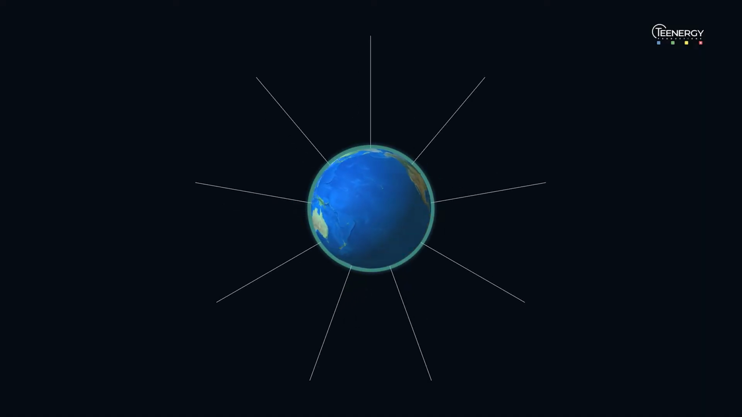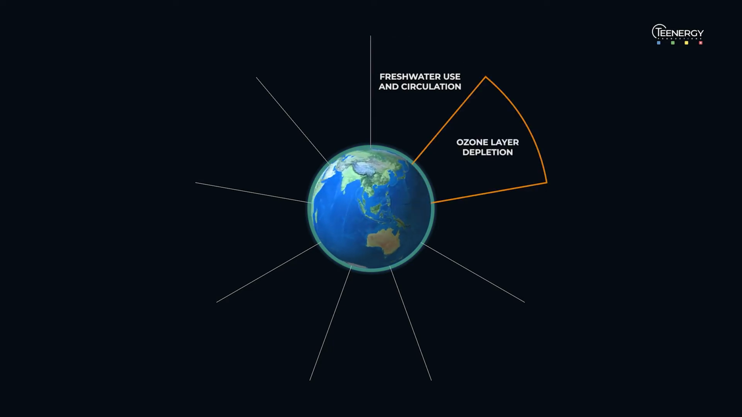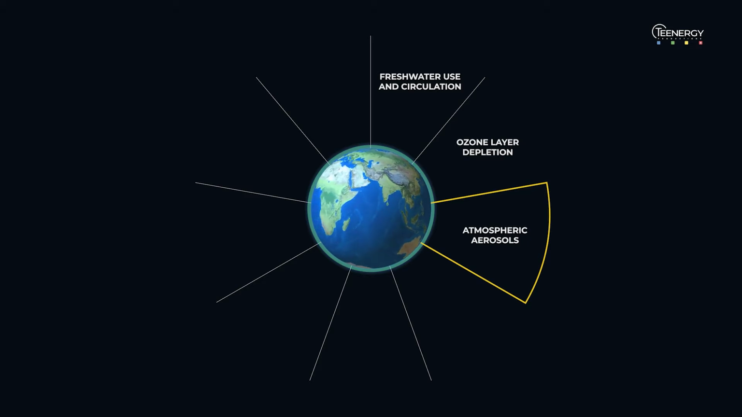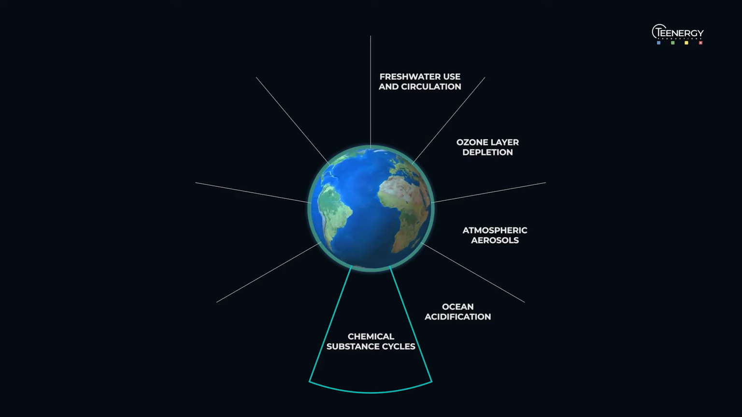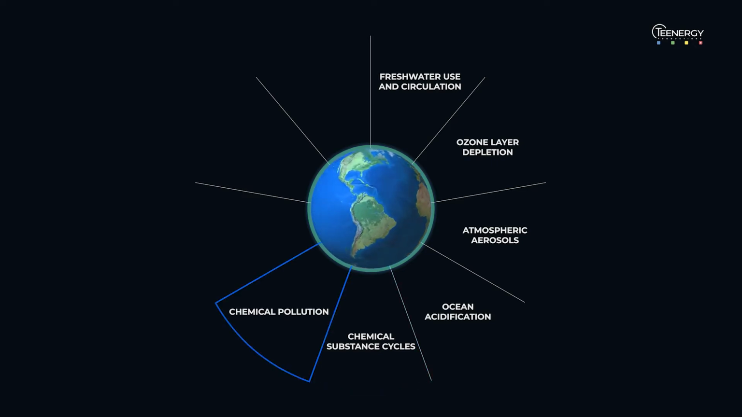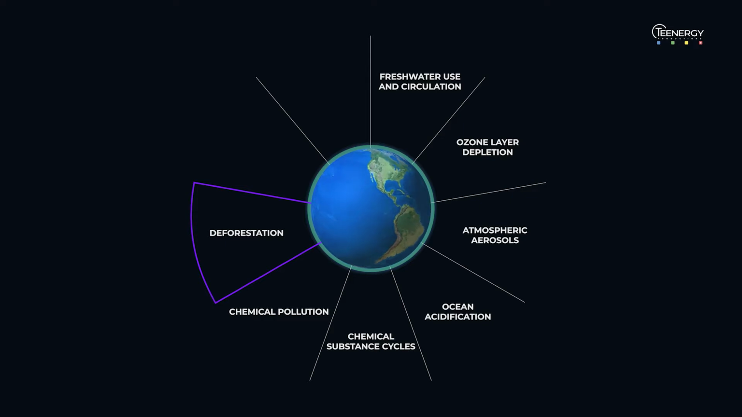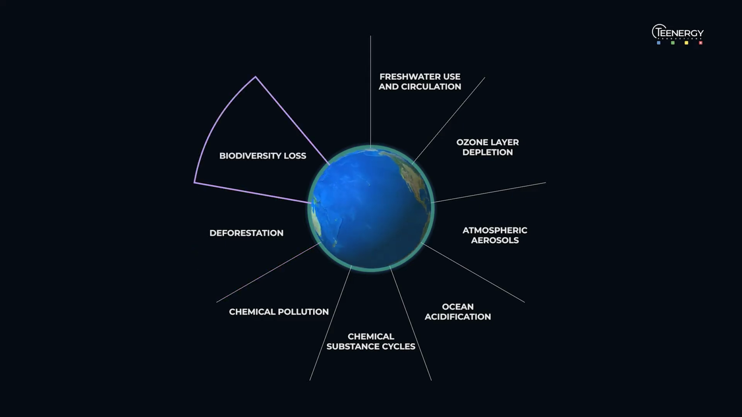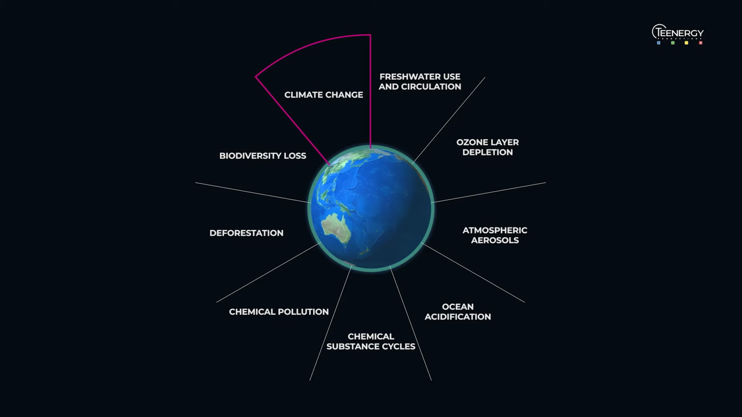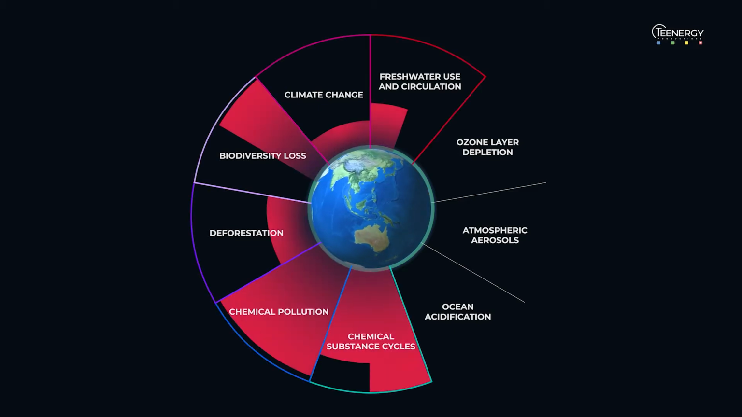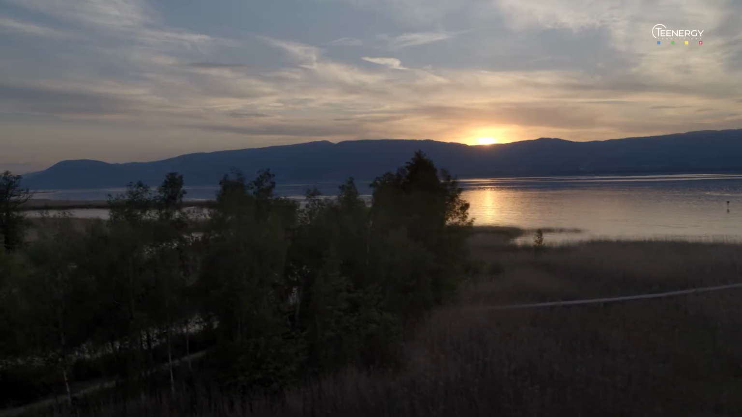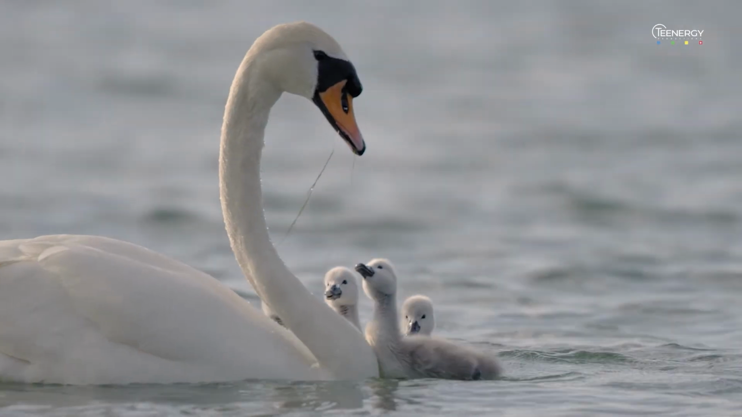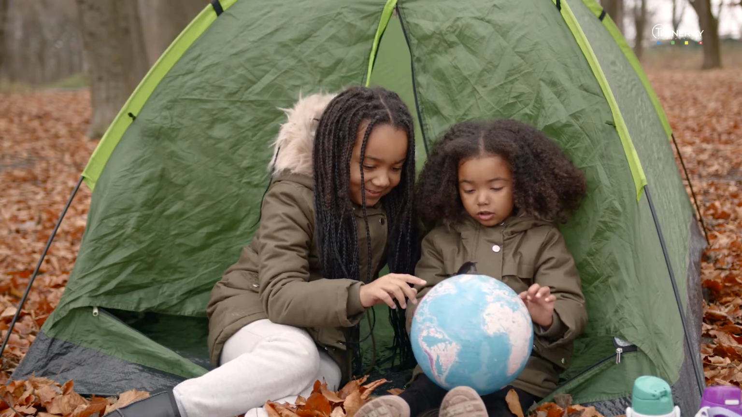These boundaries are freshwater use and circulation, ozone layer depletion, atmospheric aerosols, ocean acidification, chemical substance cycles, chemical pollution, deforestation, biodiversity loss, and climate change. We have already surpassed 6 of these boundaries. It is time to make a choice. There's still hope to shape a better planet for everyone. Let's engage together.